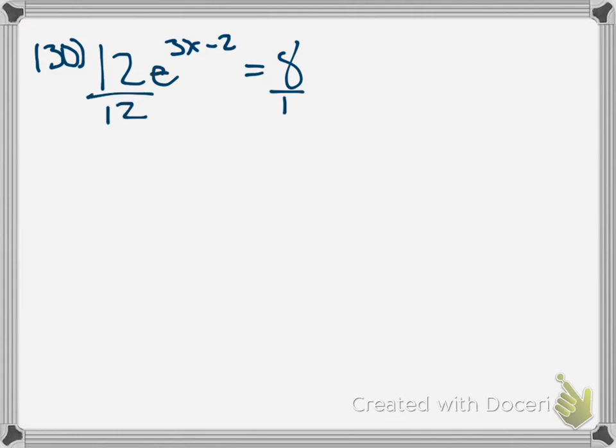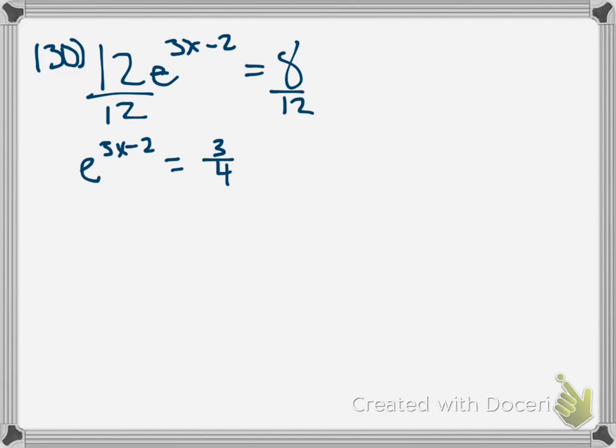Okay, starting at 130, we start seeing some logarithmic and exponential problems. I mean, these are like the next extension of the exponential. So let's look at 130. You've got 12e to the 3x minus 2 power equals 8. The idea again is to always get the e by itself, so I need to divide this by 12. And you would get e to the 3x minus 2 power is equal to 8 divided by 12, which is 3/4.